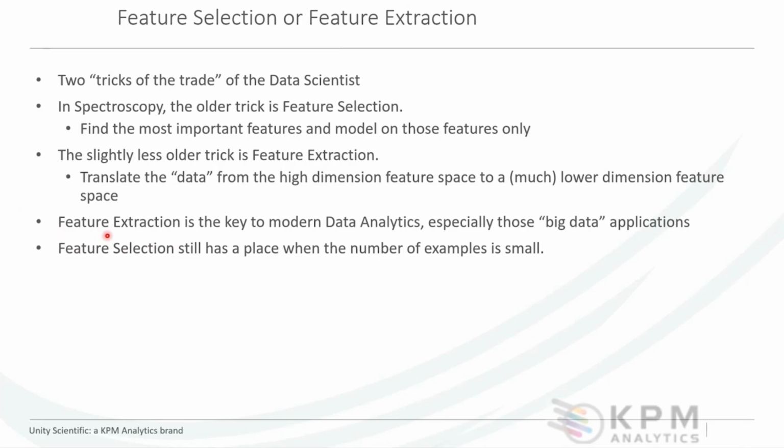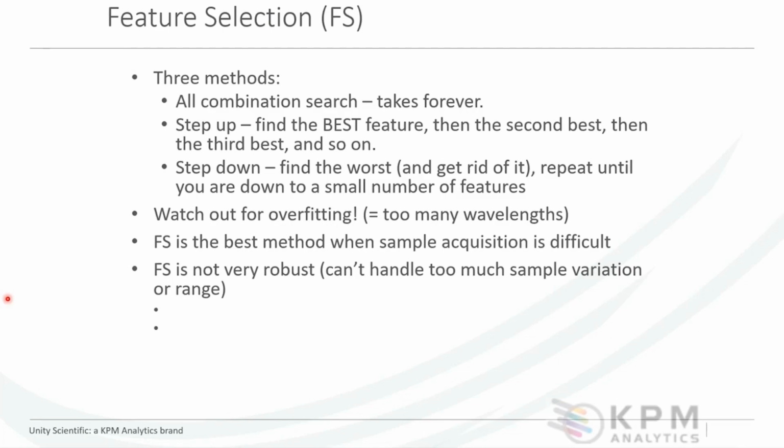Feature extraction is the key to modern data analytics, especially those big data applications. And I think in our examples coming up, you will see why. It has some real key capabilities that make it unique and make it very useful for what we're trying to do. Feature selection still has a place in certain areas where the number of examples is small or where you need to keep the number of examples small. So let's look at feature selection.